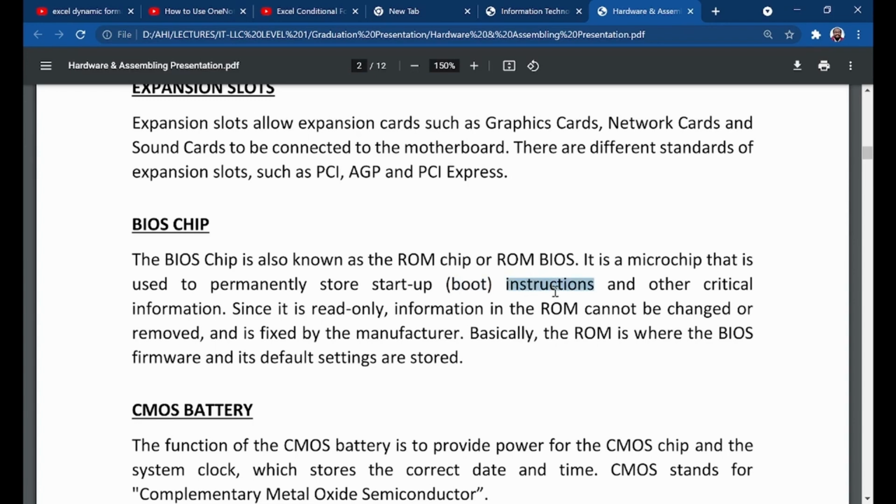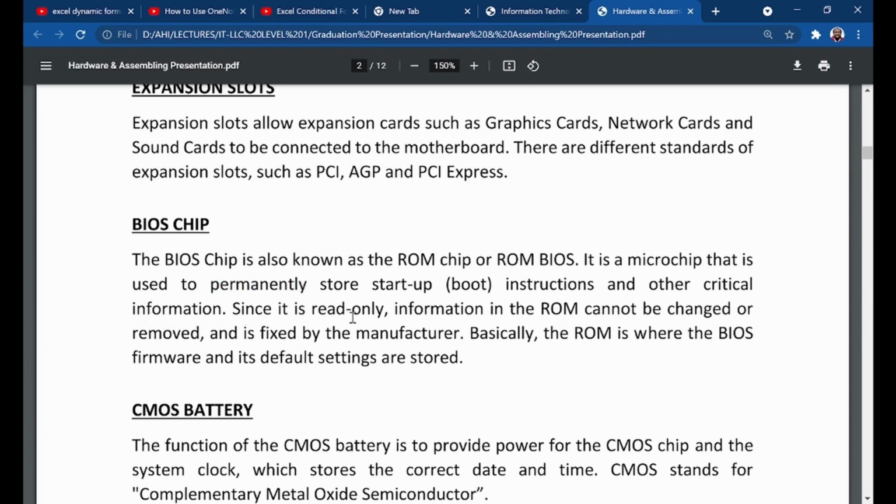When a computer is starting, we call that process booting. Do you know that? So when we say startup, another word for startup is booting or boot. So startup instructions or boot instructions and other critical information. When I finish, I'll tell you why it says permanently.